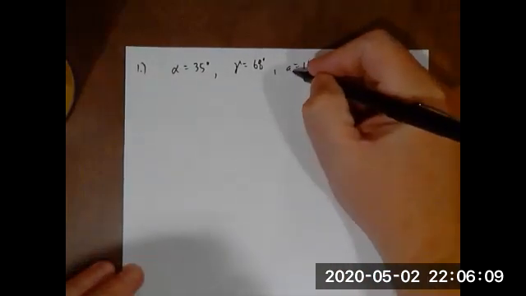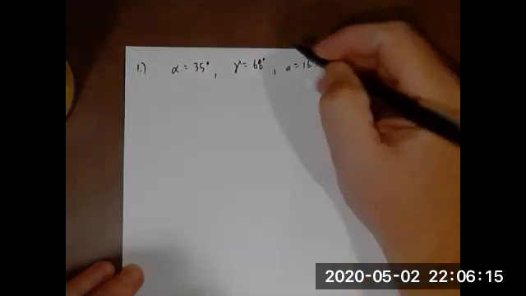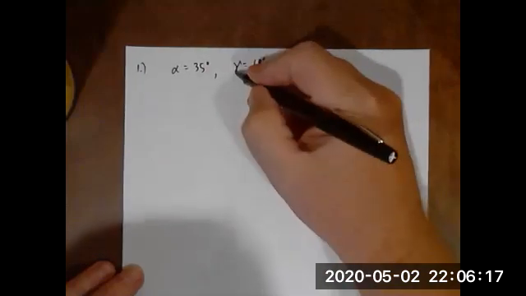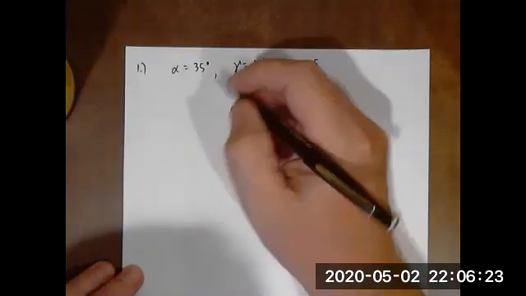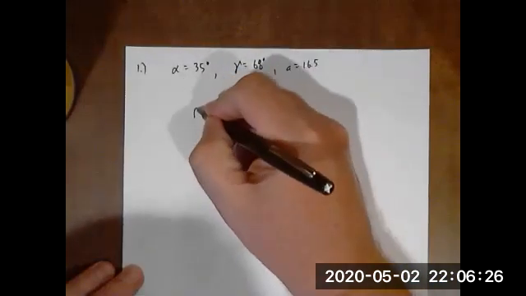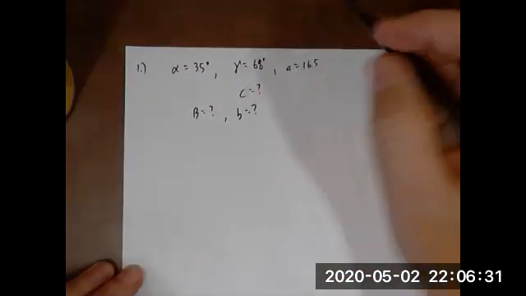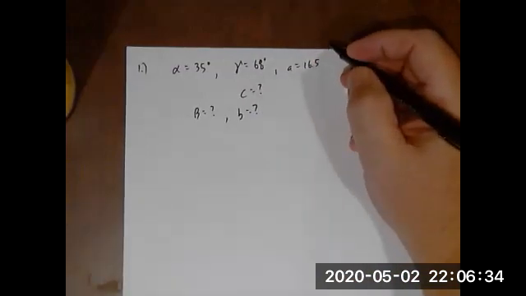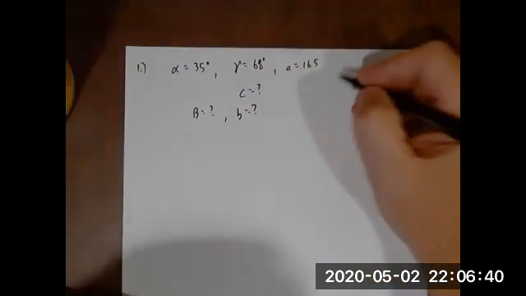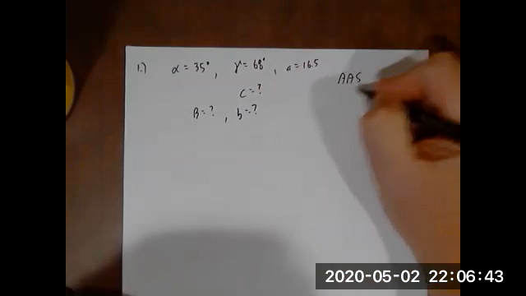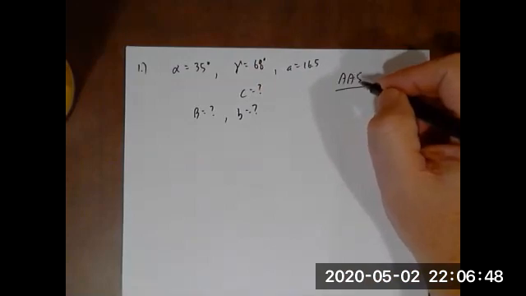So it looks like what we're missing here is: alpha goes with A, gamma goes with side C, and then we don't know angle beta and side B. So the whole key to these problems is recognition. We're given an angle, we're given a second angle and a side. So this is angle, angle, side.